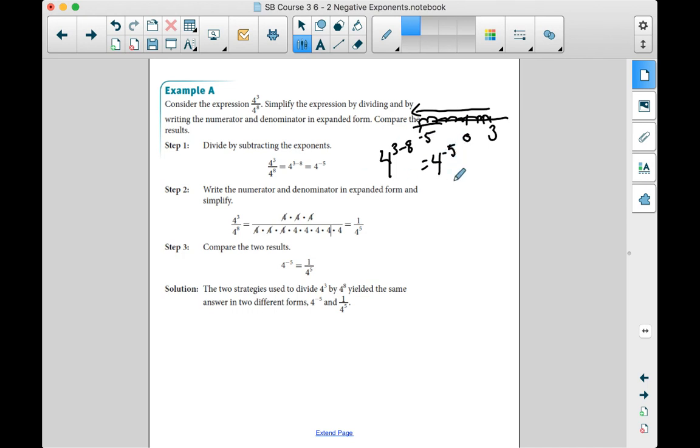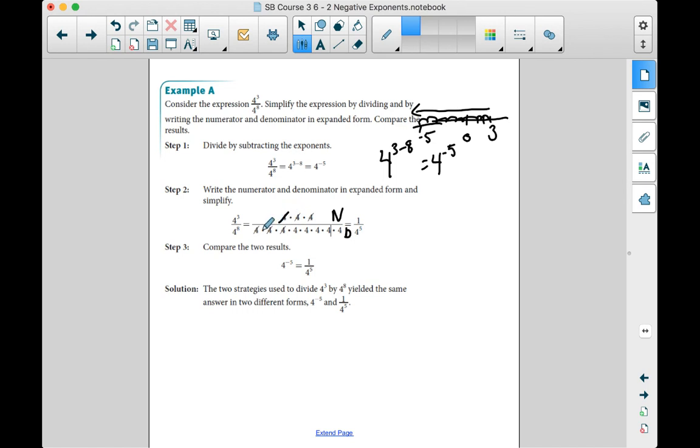Now that is done correctly using the division rules, but it has a negative exponent, so it's not in the simplest form. Negative exponents would not be considered in the simplest form. So now it wants us to look at the same problem, but with the numerator and the denominator in expanded form. So remember, this top number is the numerator, the bottom is the denominator. So here, 4 to the power of 3 is 4 times 4 times 4. 4 to the power of 8 would be 8 times. Then we could go through and cancel out.